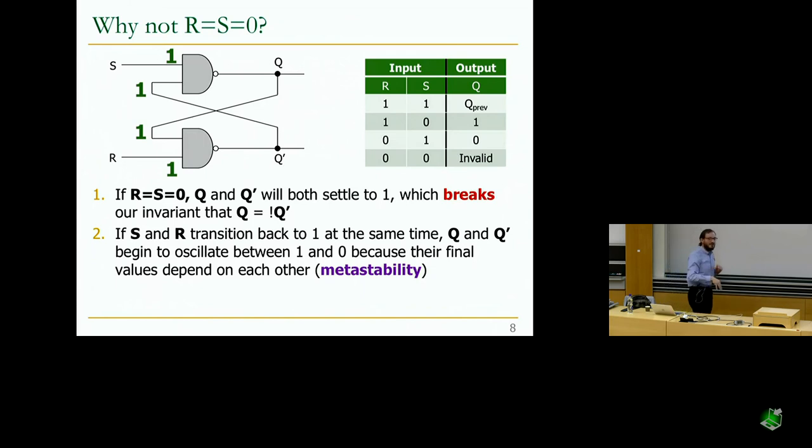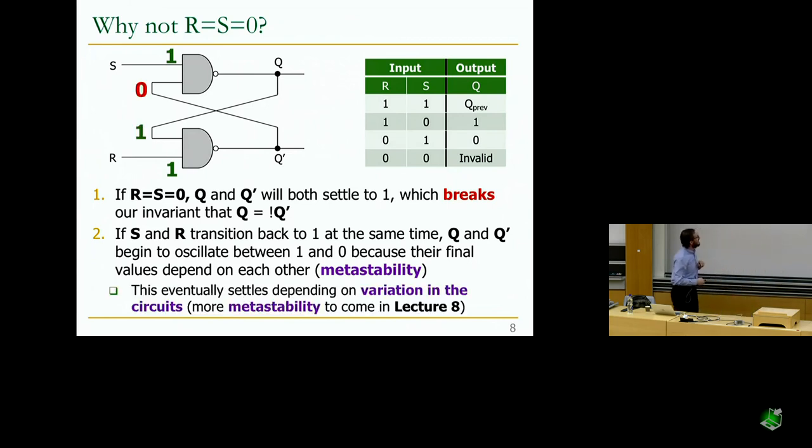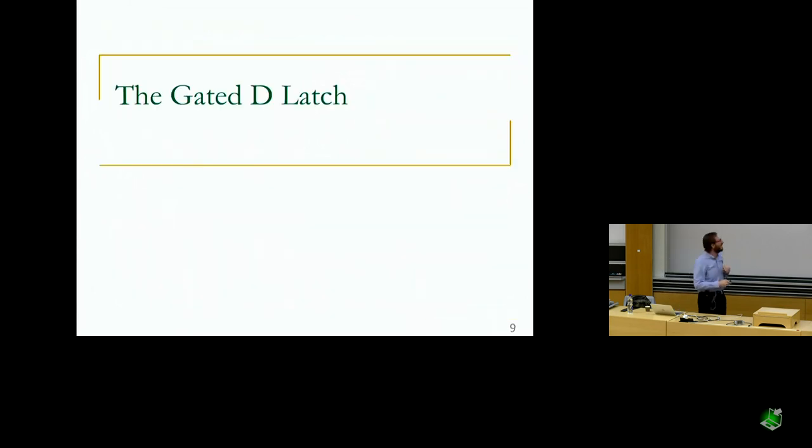So you run into a situation called metastability or oscillation, and we will see that in a little bit more detail in the next lecture. So basically, your circuit becomes unpredictable. You should never do this. More to come tomorrow. Is that clear? Maybe not perfectly clear, but you know now what not to do, right? Because you're breaking an invariant.